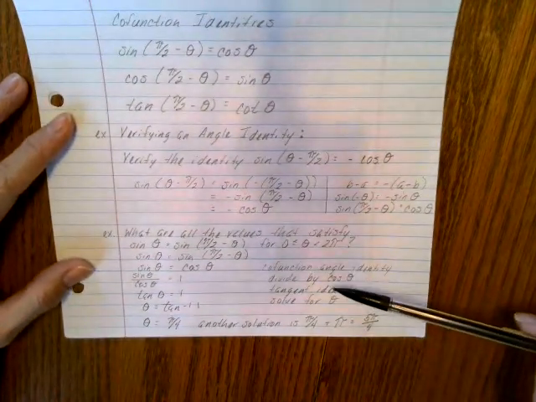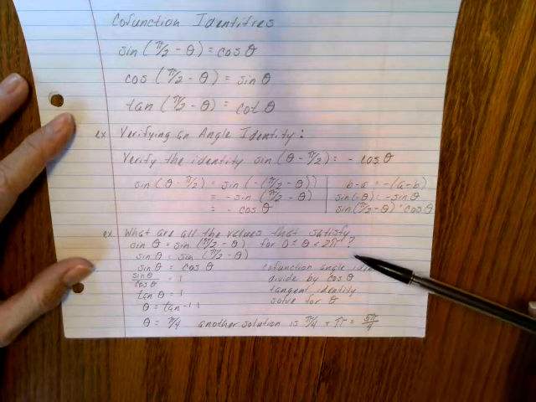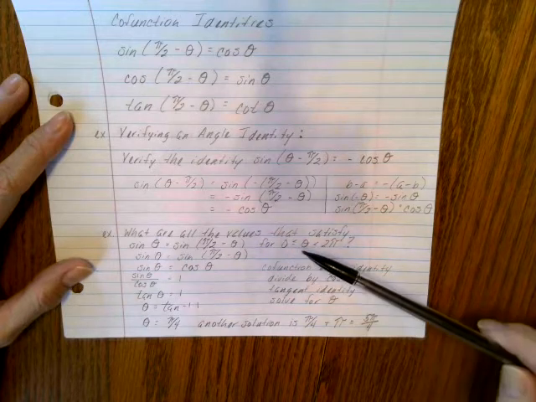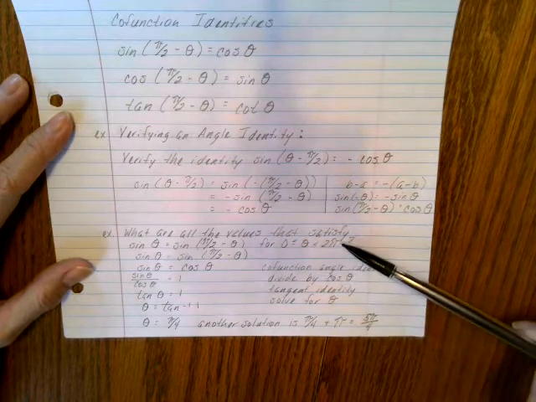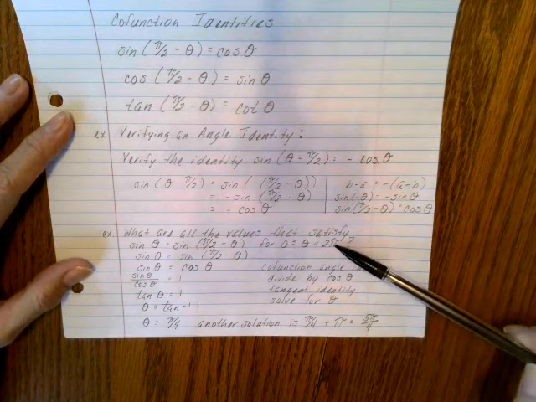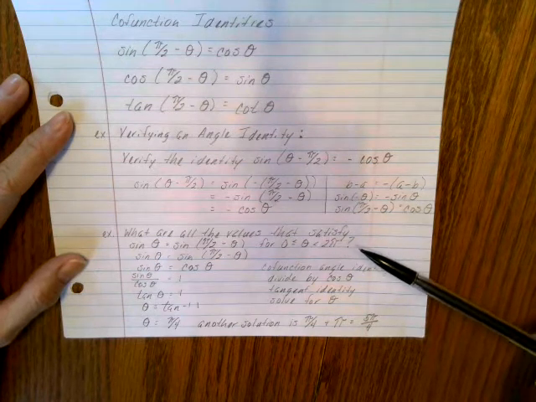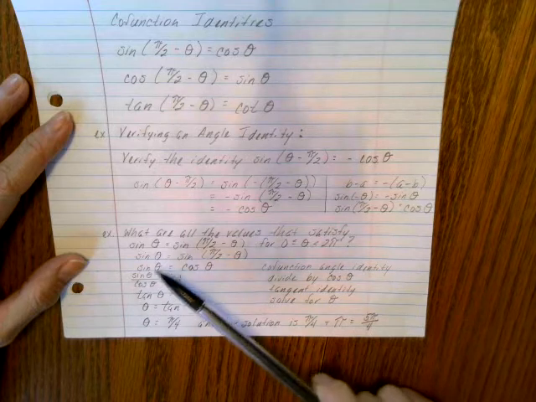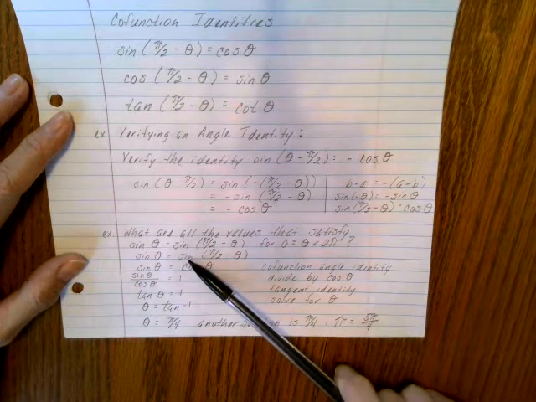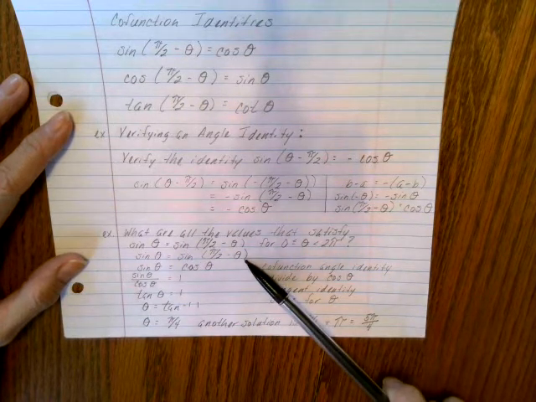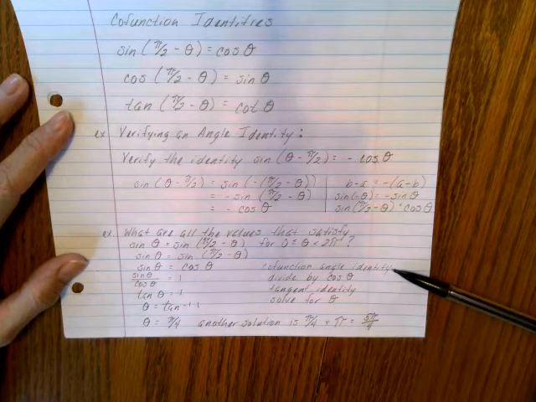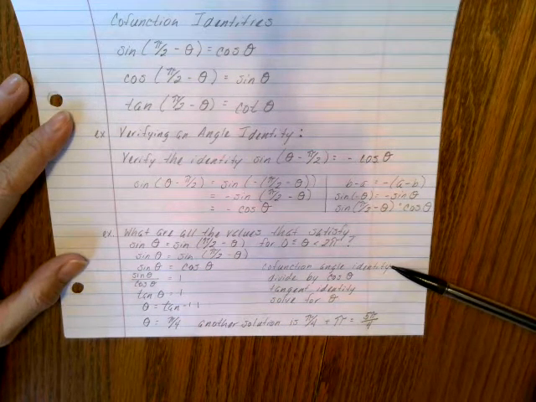What are all the values that satisfy sine theta equals sine of pi over 2 minus theta within the range of 0 to 2 pi? Anytime you see this, you're going to have to do some kind of work to get a second answer. Okay, that's kind of like a flag. All right, so I have sine theta equals sine of pi over 2 minus theta. So I'm going to have sine theta equals cosine theta, and that's our cofunction angle identity.